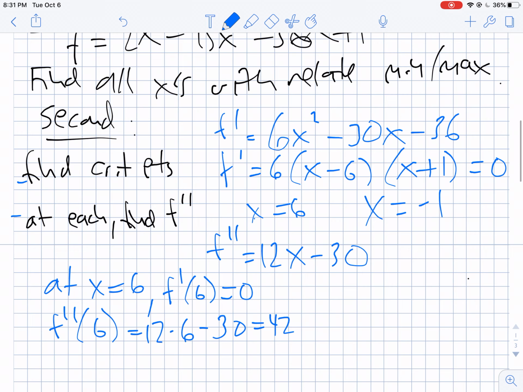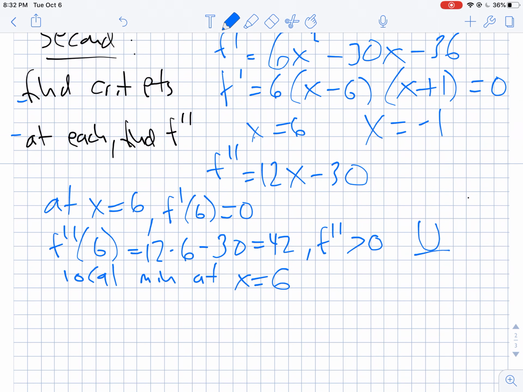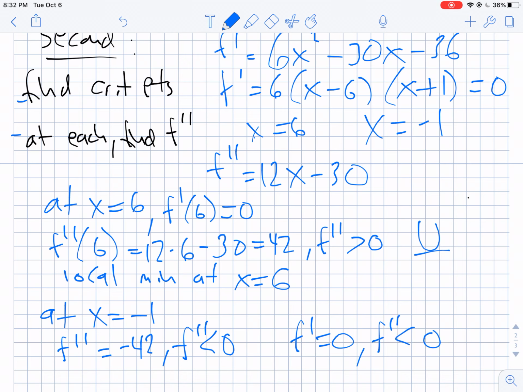Now, the answer doesn't matter. What matters is that the second derivative is positive. So because we're concave up and have a slope of 0, that means that we have a local minimum at x equals 6. Okay, and then conversely, the other critical point, if we look at, say, x equals negative 1, your f double prime turns out to be negative 42. Again, the important part is that it's negative. So since my first derivative equals 0 and my second derivative is negative, concave down for slope of 0, that tells you it is a local maximum.